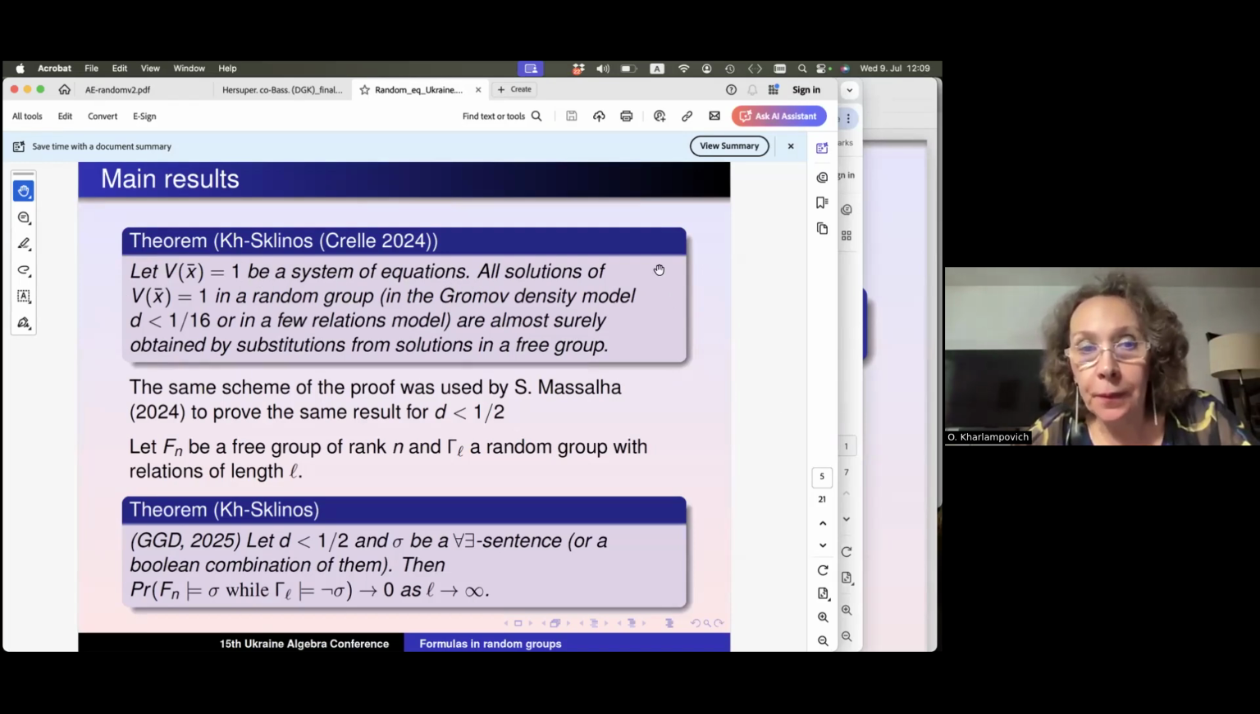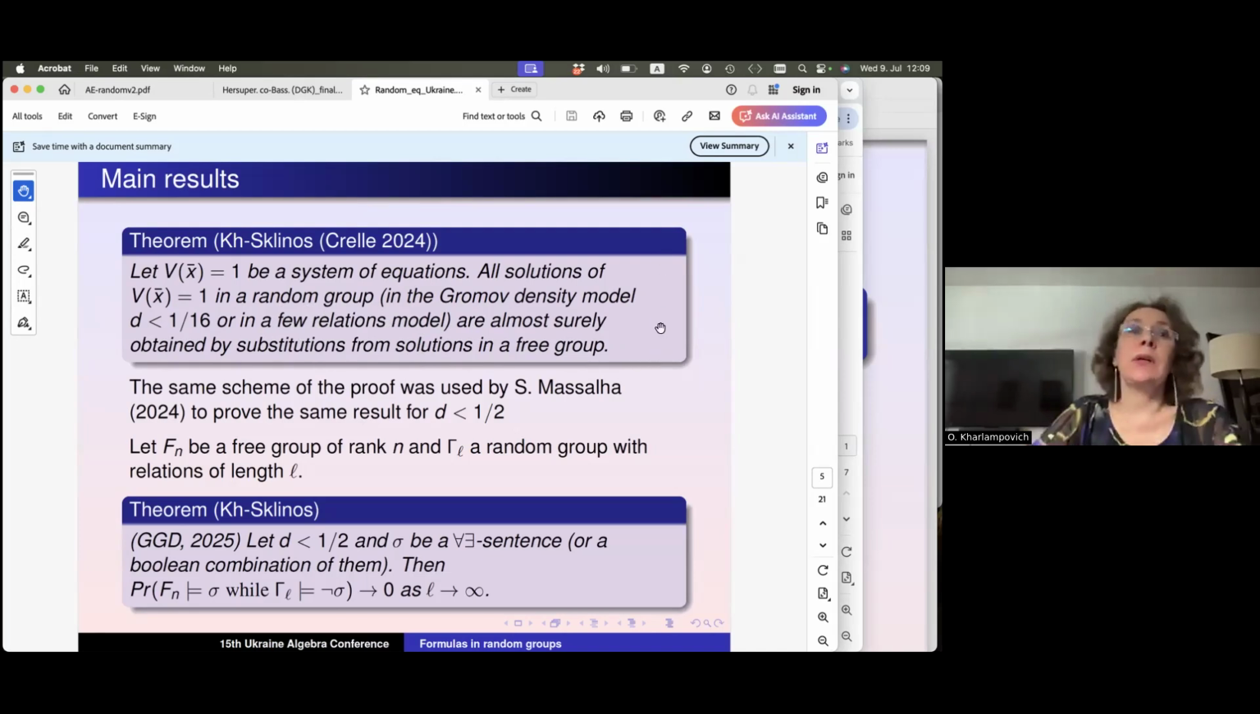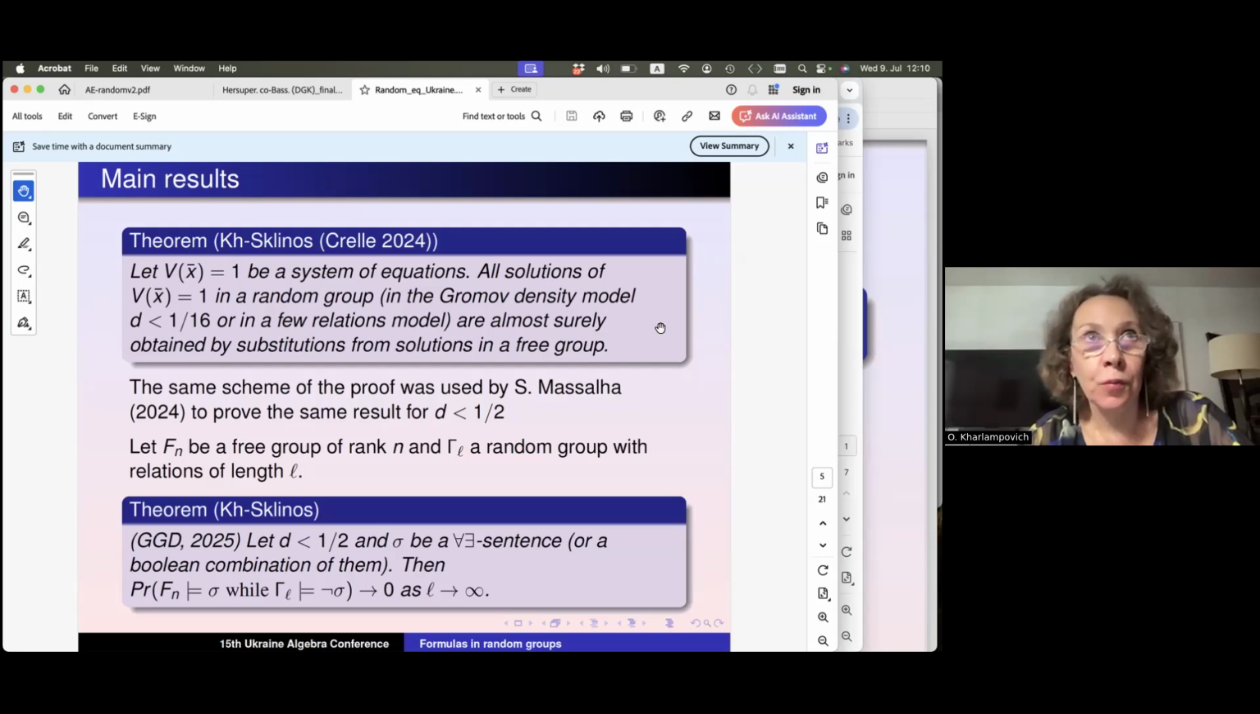Then all solutions of the system in a random group, so in this model, in the Gromov density model at D less than 1/16, or in the Fourier-Lattice models, are almost surely obtained by substitutions from solutions in a free group. So this is our result with Rizas. What this means is that if you have a system of equations, then the probability that there exists a solution of the system in groups with relations of length L in the model, which is not just the image of a solution in a free group, goes to zero when L goes to infinity.